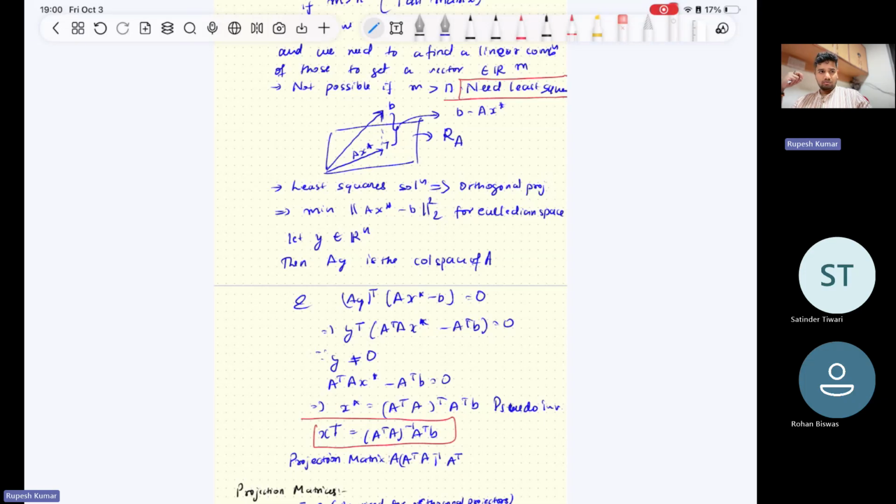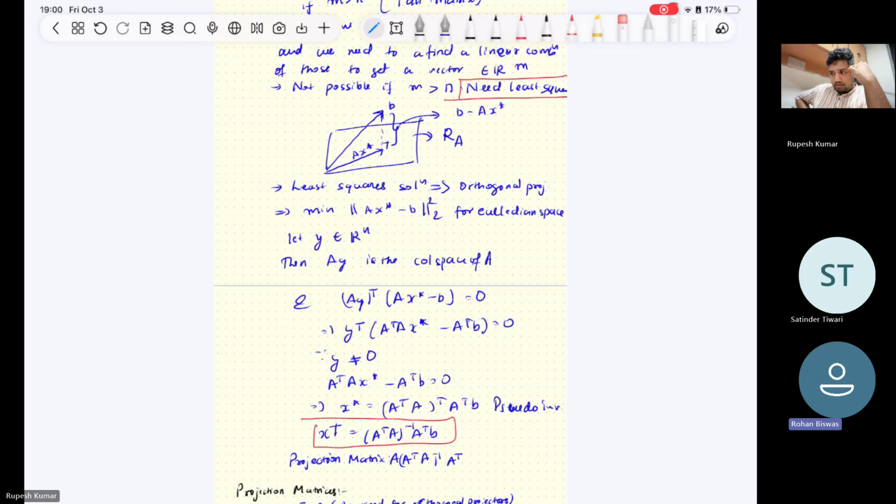Fine. Now Rohan, what was your doubt? My doubt was related to Satyendra's doubt also. If we have a consistent system, so B belongs to the column space, so we can have a solution. Now the point is either unique or infinitely many. If we have infinitely many solutions, then do we do this kind of thing, A dagger, or projecting for them? For a unique solution, you need a square matrix, right?